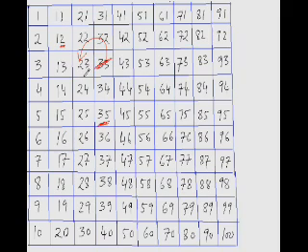So do this next one. What is 68 minus 14? 68 minus 4 is 64, and jumping down 10 is 54. As simple as that.